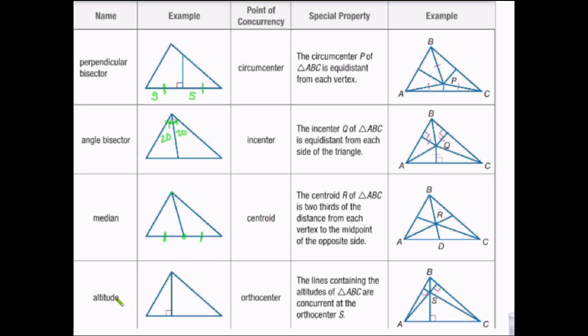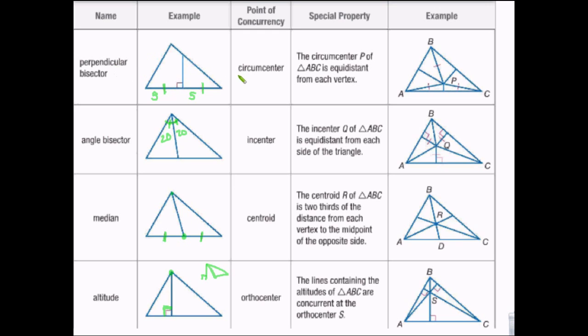And finally, we had the altitude, and the altitude comes from the vertex and is perpendicular to the other side. It doesn't have to be inside the triangle, though. Remember, if we had like a really obtuse triangle, the altitude could fall outside. Okay?